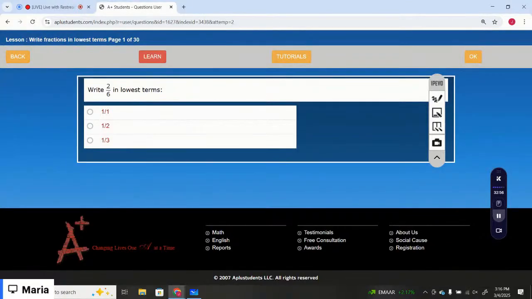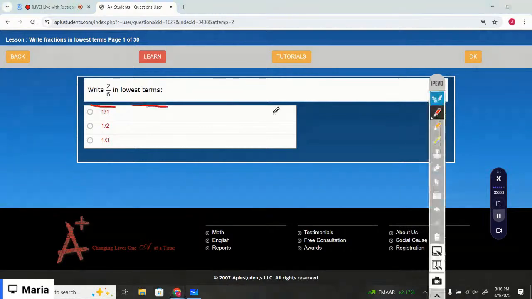Write 2 by 6 in the lowest term. Divide them by the greatest common number. The greatest common number that can divide 2 by 6 is 2. So just divide them by 2. 2 divided by 2 is 1, and 6 divided by 2 is 3. That is 1 over 3. The correct option is 1 over 3. Option number 3 is the correct option.